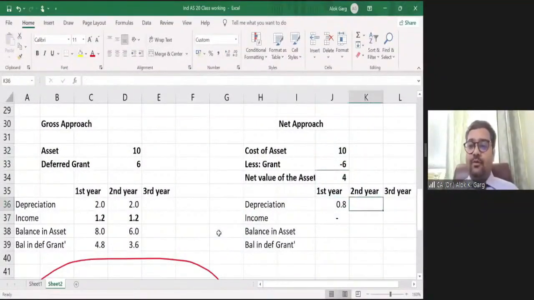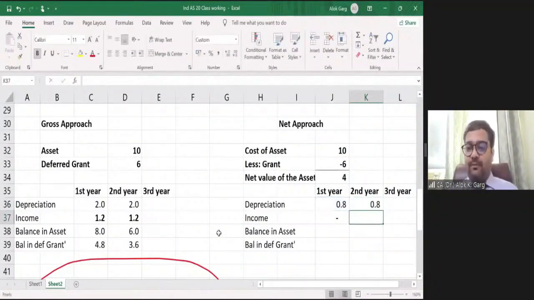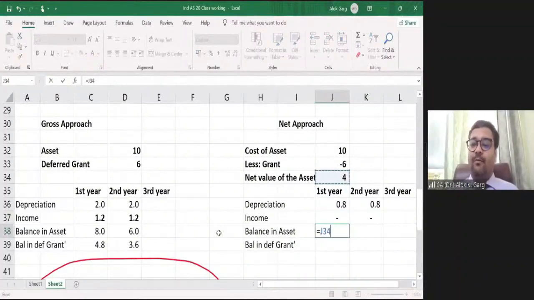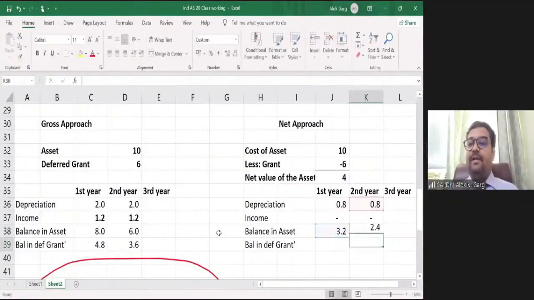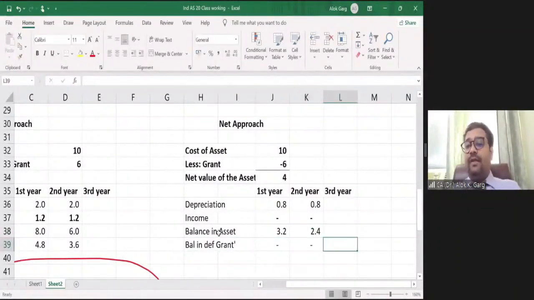So income is 0. In the second year, what will be the depreciation? 4 divided by 5, 0.8. What is the income? 0. Balance in asset, what will be the balance in asset? 4 minus 0.8 at the end of the first year, 3.2 minus 0.8 at the end of the second year. What is the balance in deferred grant? 0. Why? Because we are following a net approach.